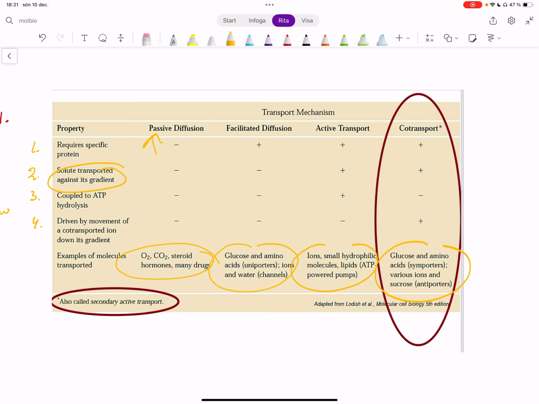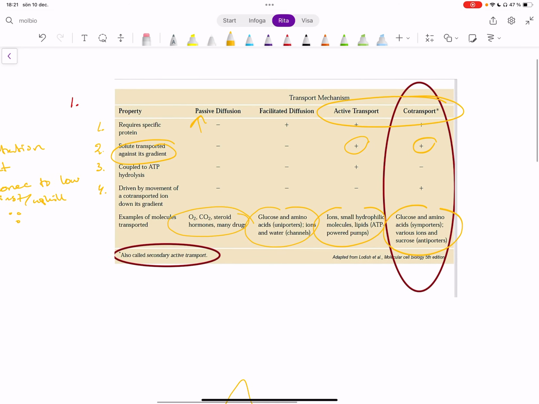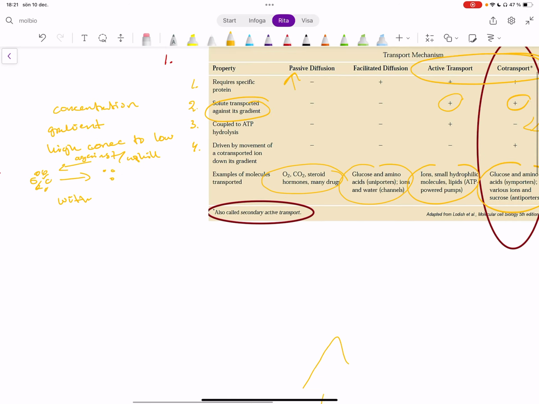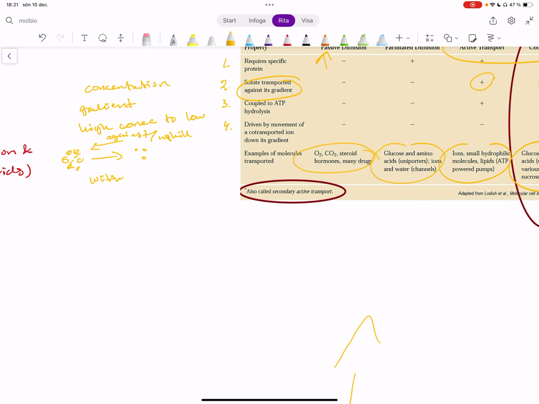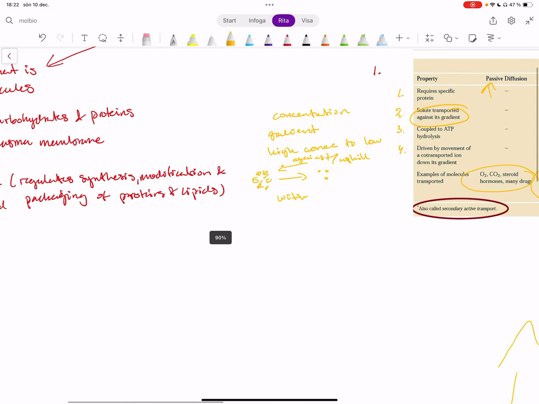You can look again at this: solute transported against its gradient, so active transport. So you need ATP in some way. The thing about co-transport is that it doesn't really use ATP directly. It uses ATP indirectly, but it's still considered an active transport.